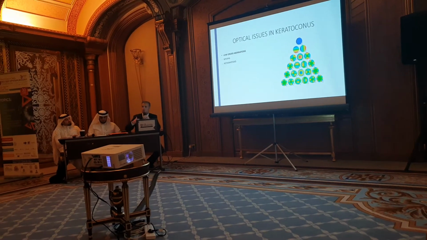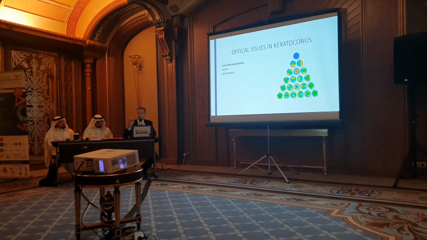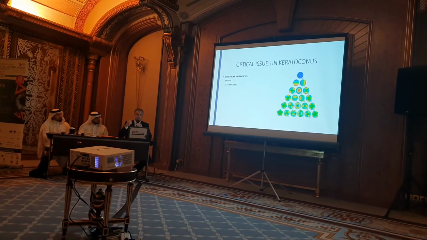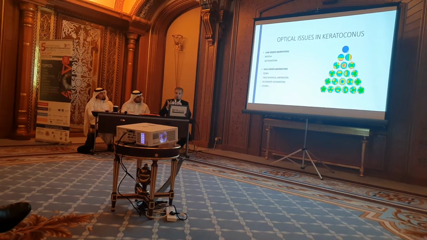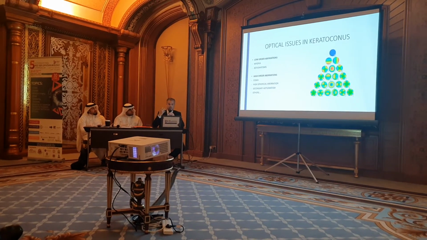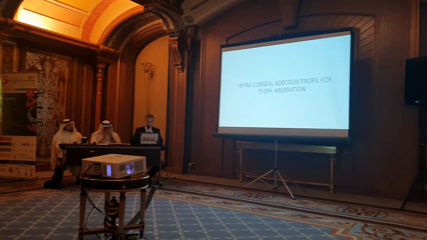The aberration, we are working with aberration, and we have two kinds of aberration. We have low order aberrations that are myopia and astigmatism, with the focus on astigmatism. And we have high order aberrations that are coma, high spherical aberrations, secondary astigmatism, and others.